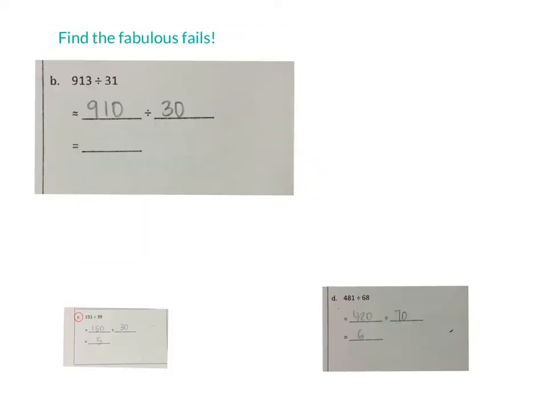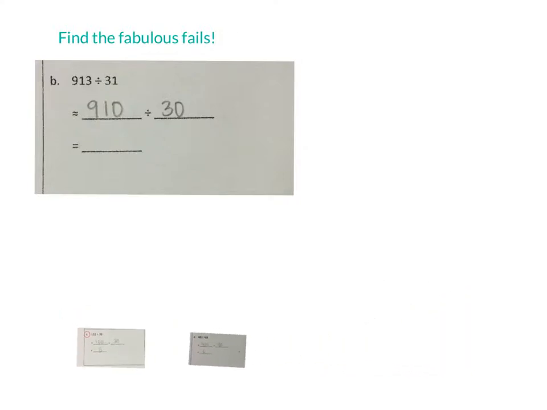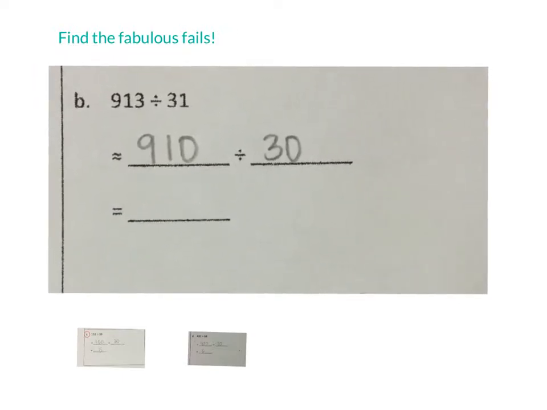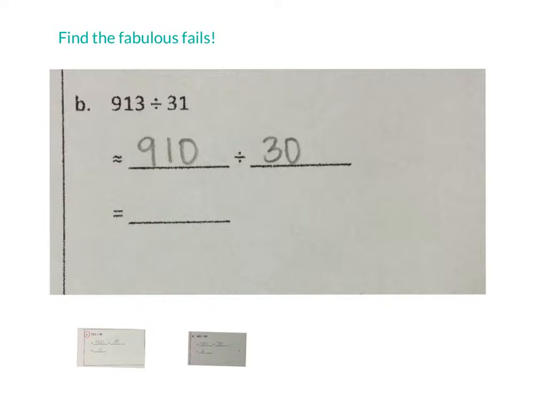$22. Okay, now we're going to do a game called Find the Fabulous Fails. Remember that we love it when we make mistakes, but we want to be able to find what the mistake is and how we can fix it and why we made that mistake. So these are actual answers that I took from your exit tickets yesterday. Okay? So let's think like a teacher.